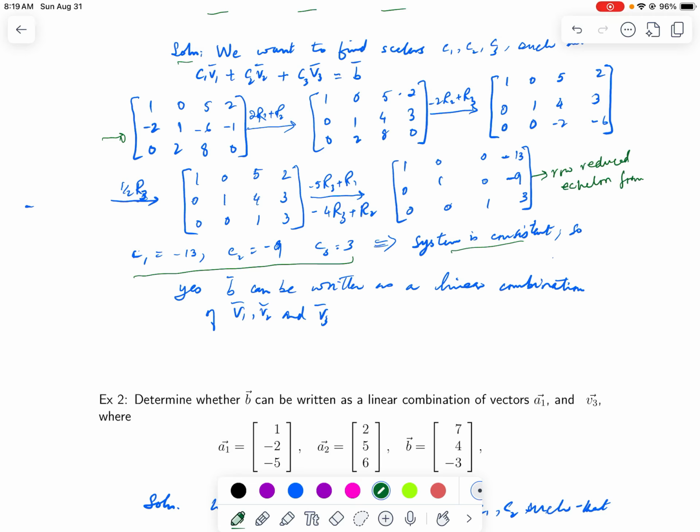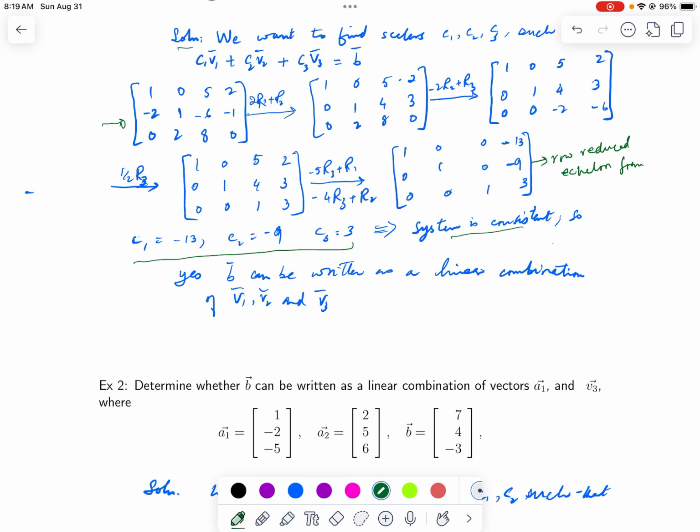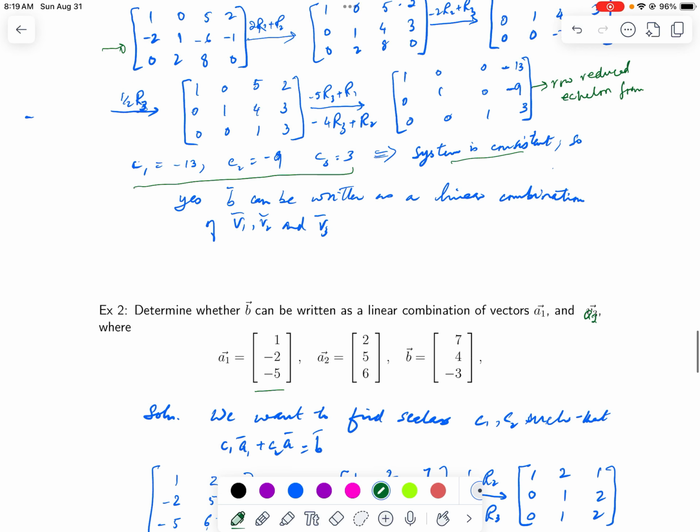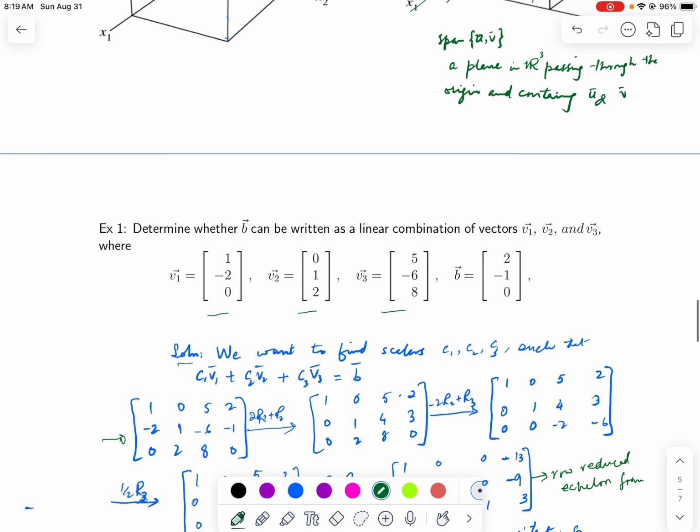Second example: determine whether b can be written as a linear combination of vectors a1 and a2. Well, this is a2, sorry. Where a1 is the vector 1, -2, -5, a2 is the vector 2, 5, 6, and b is the vector 7, 4, -3. So again, because we are given two vectors, we are trying to see if b can be written as a linear combination of two vectors. Now notice here all these vectors are in R3. In the previous case also these were all in R3.